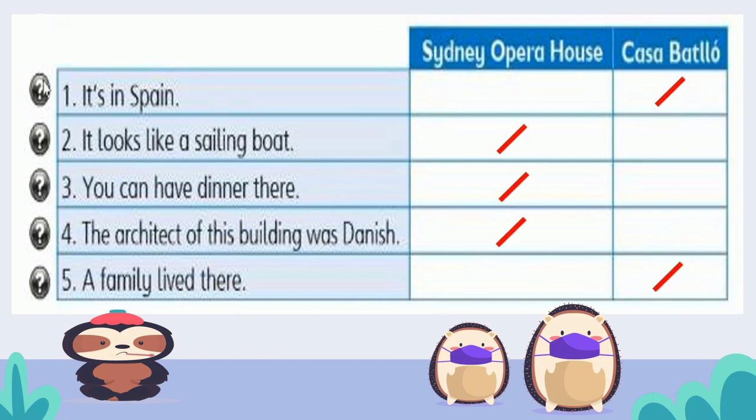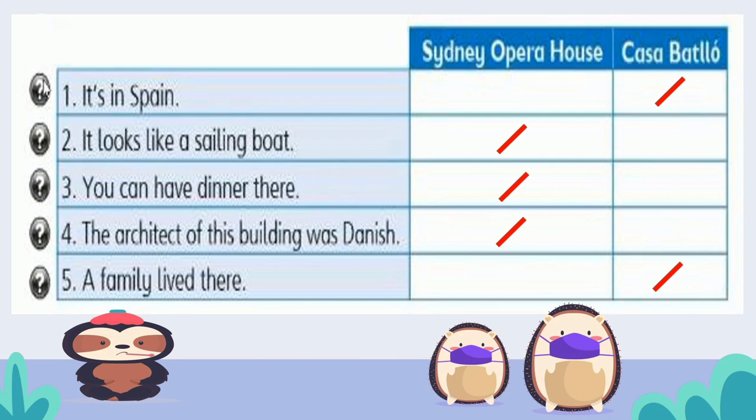One, it's in Spain. Ianya terletak di Spanyol. Casa Batlló. Two, it looks like a sailing boat. Ianya kelihatan seperti bot berlayar. Sydney Opera House. Three, you can have dinner there. Kamu boleh makan malam di sana. Sydney Opera House. Four, the architect of this building was Danish. Jurubina bangunan ini bernama Danish. Sydney Opera House. And the last one, dan yang terakhir, five, a family lives there. Sebuah keluarga tinggal di sana.